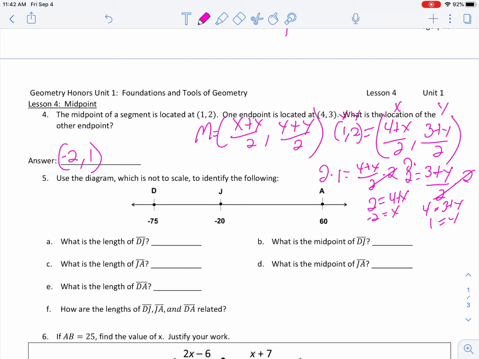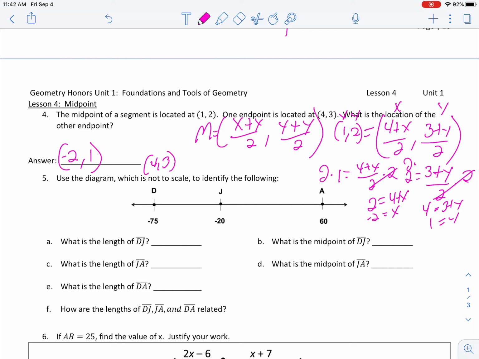Now, how can I check to see if that endpoint is correct? Well, you could do the distance formula. You can do the midpoint formula. If this is at negative 2, 1, and the other one was located at 4, 3, if you find the midpoint of those two endpoints now, it should turn out to be at 1, 2. So in your head, you could do for the x's: what's negative 2 plus 4? 2. What's 2 divided by 2? 1. So far, so good. 1 plus 3 for the y's is 4. 4 divided by 2 is 2, and we're good to check our answers for the midpoint, okay?